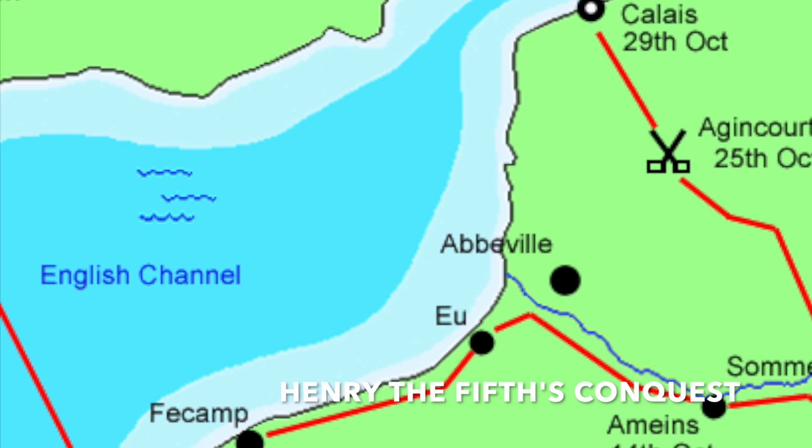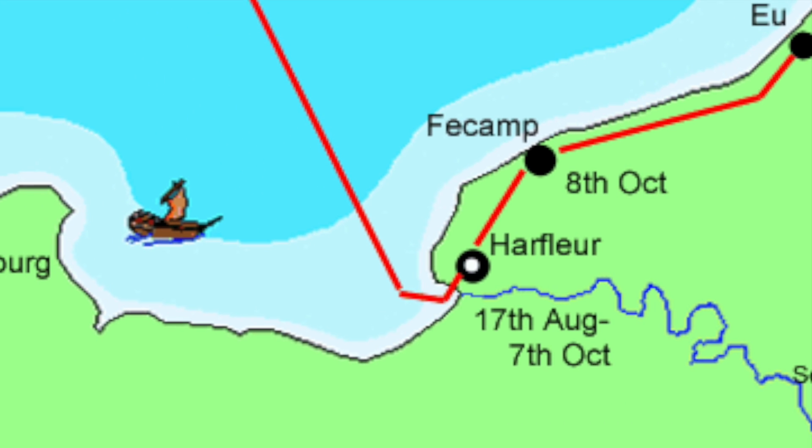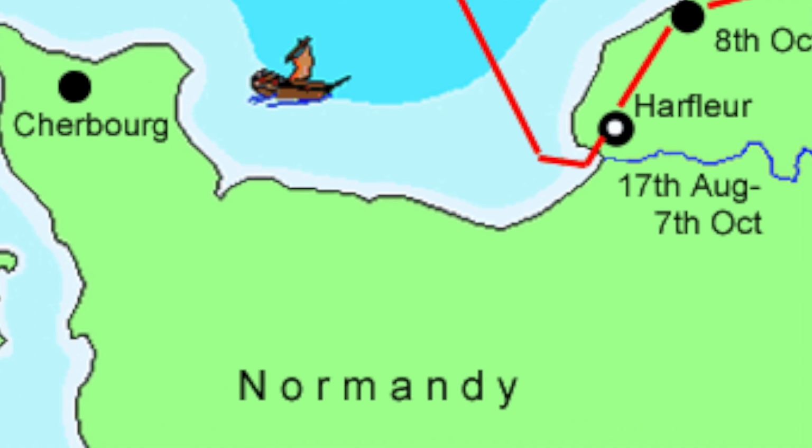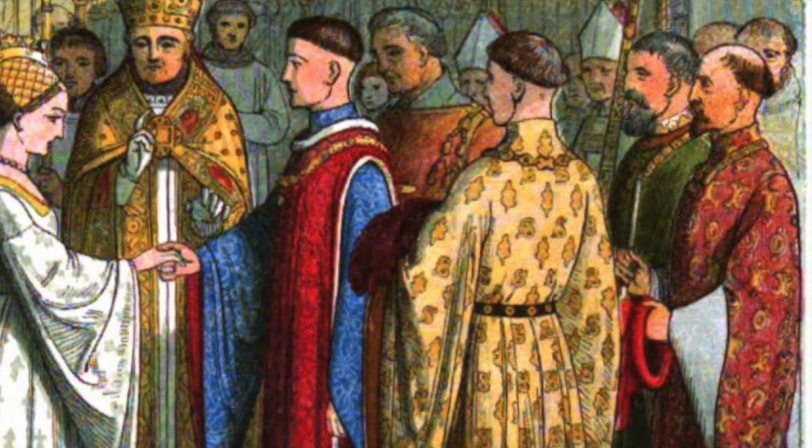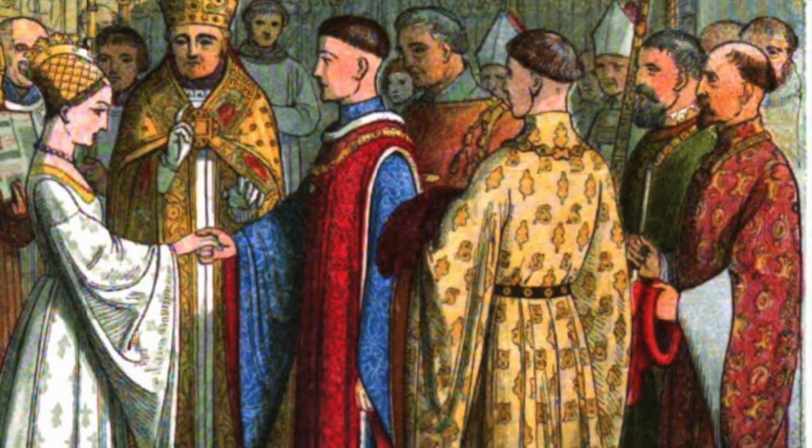Later on, Henry V would go on to claim Paris, northern France, and Normandy. He would even make himself the successor to the French throne by marrying Charles VI's daughter, Catherine, which was agreed upon in the Treaty of Troyes in 1420.